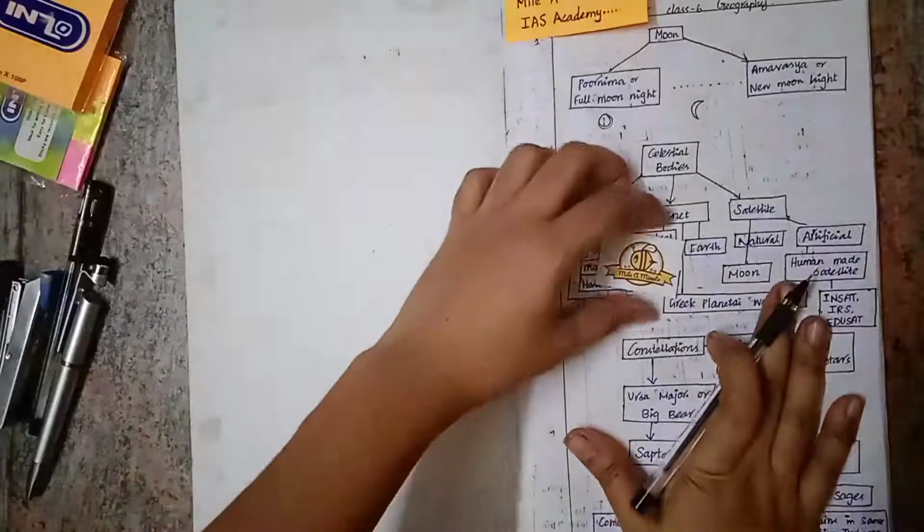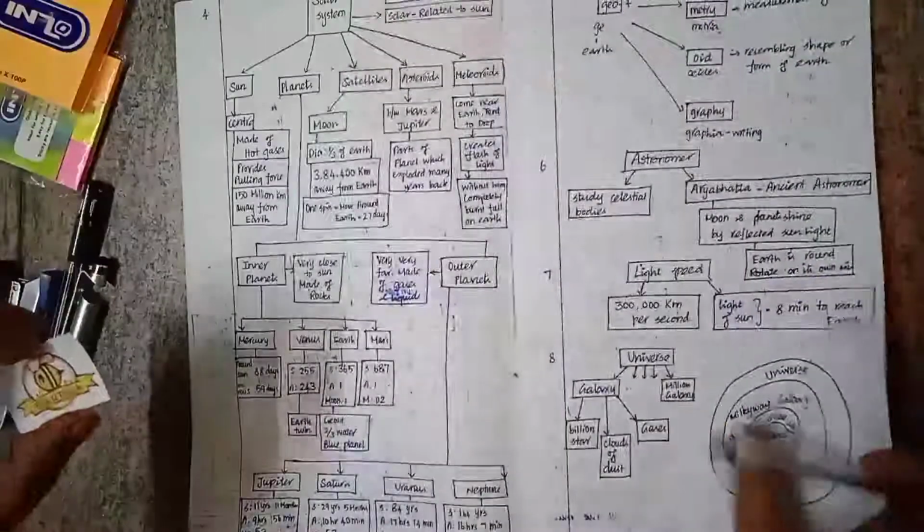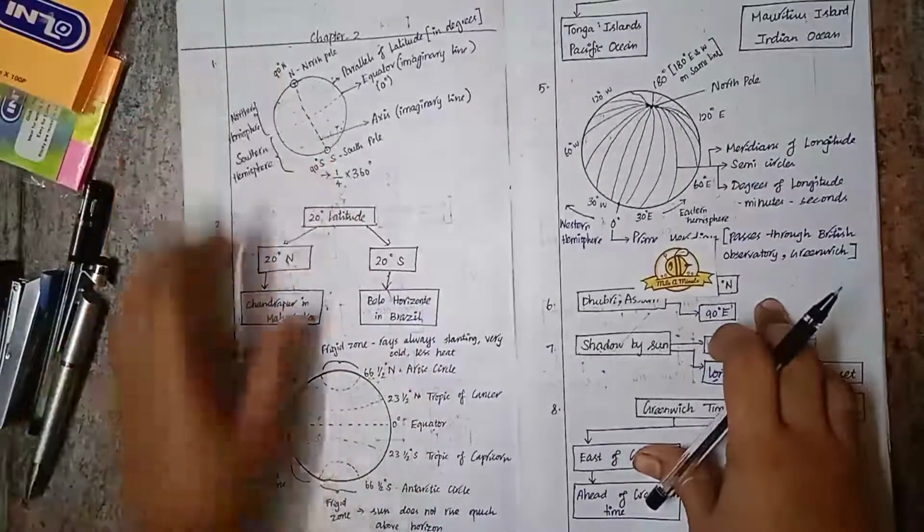We have completed Class 6 Geography Chapter 1. Now we are going to Chapter 2. In Chapter 2, first, our Earth is in geoid shape, which we already know.